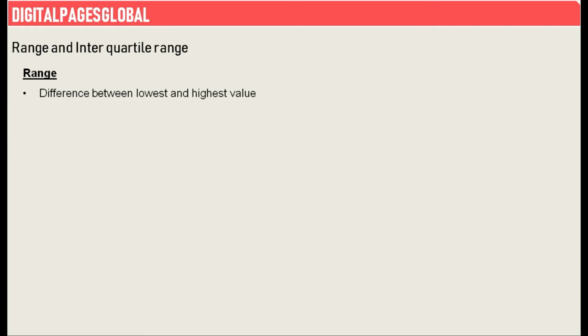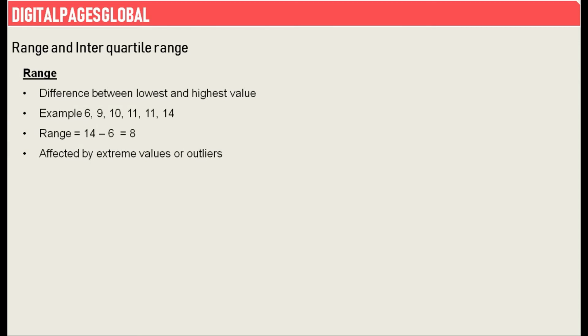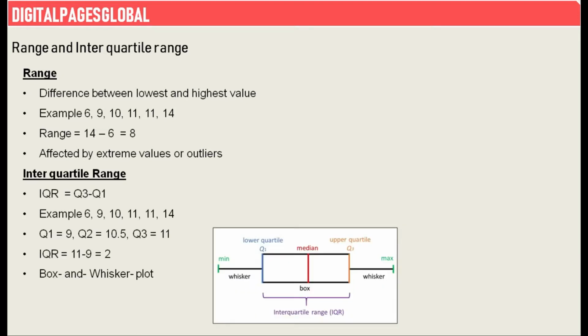What is the range? Range is the difference between lowest and highest value. Range, similar to mean, is affected by extreme values or outliers in the data. IQR or interquartile range is equal to Q3 minus Q1, where Q3 represents percentile 75 and Q1 represents percentile 25. It basically eliminates 25% of the data at the beginning and 25% of the data at the end if you place the data in an ascending order.